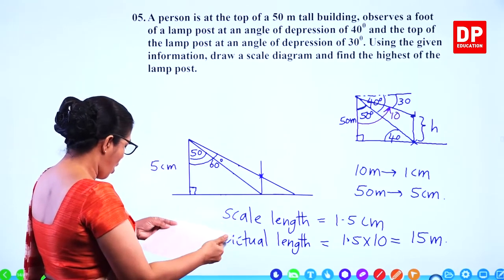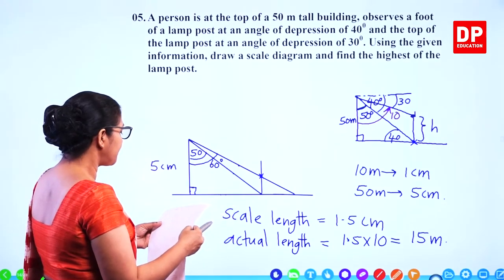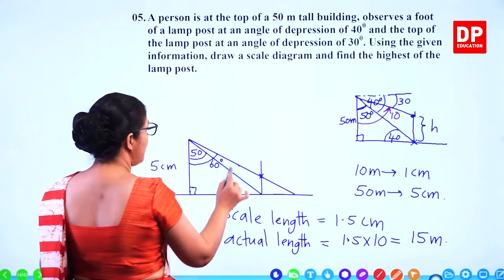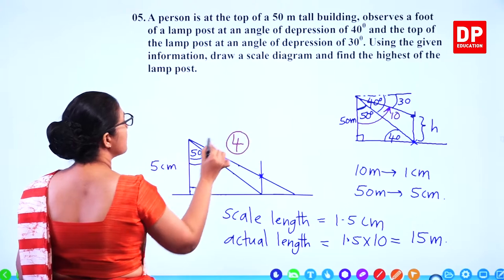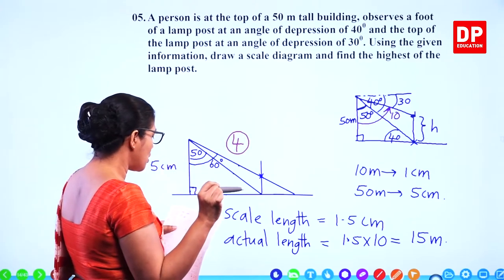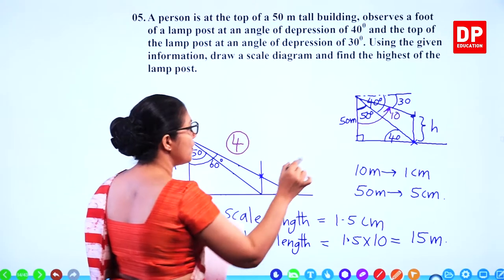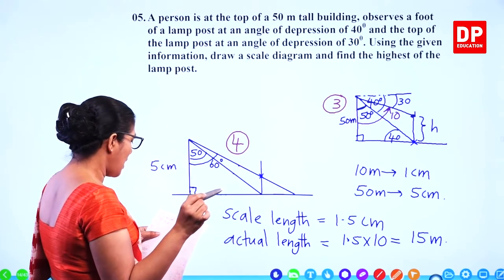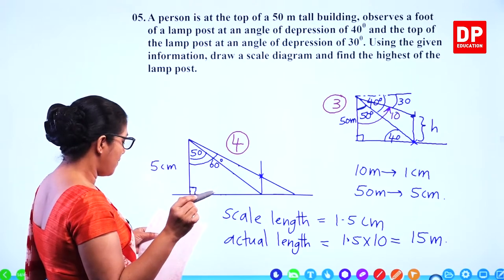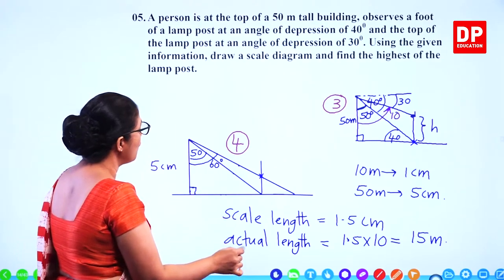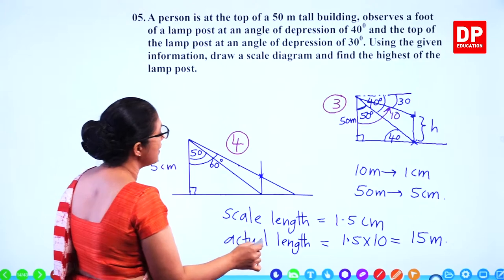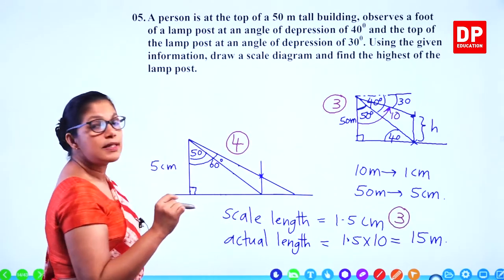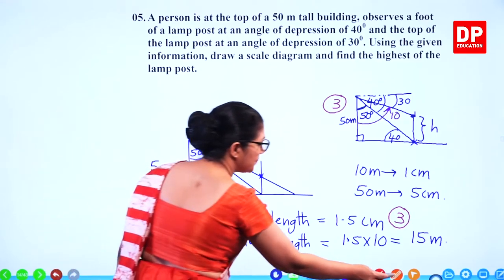So how you get marks here: for the scale diagram, you get 4 marks, and for the sketch you get 3 marks. And for finding the actual length of the lamppost, you get 3 marks. So altogether 10 marks for that question.